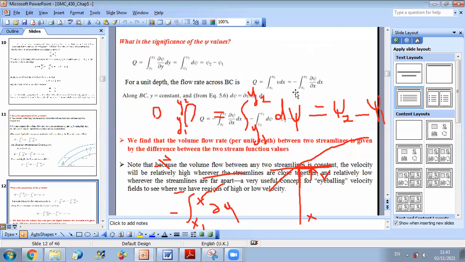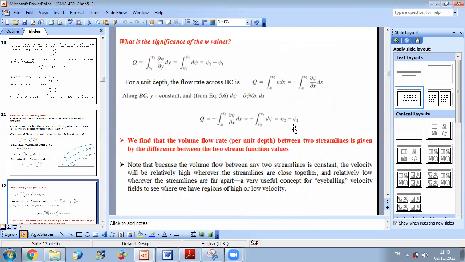So from here we have demonstrated that the flow rate Q can be given by psi2 minus psi1, which is the difference between the two stream function values. So this is an important application which allows us to find Q between streamlines. And note that because the volume flow between any two streamlines is constant, velocity will be relatively higher wherever the streamlines are close together, and relatively low wherever the streamlines are far apart.